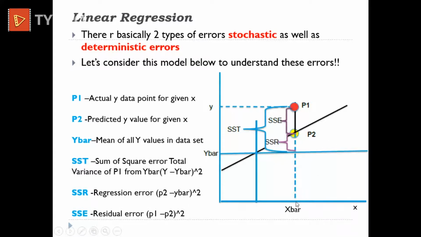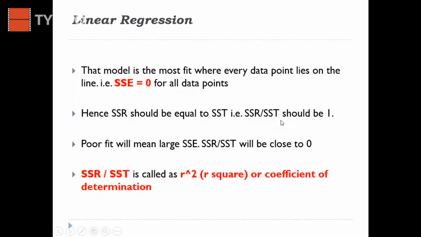Let's consider this value of x. For this particular value of x, p1 is the actual y value and p2 is the predicted value, since it falls on the prediction line. This is the prediction line for the data set. So p2 is the predicted y value and p1 is the actual y value. The difference between p1 and p2, that is the actual and the predicted value, is nothing but the stochastic errors, also known as residual errors.